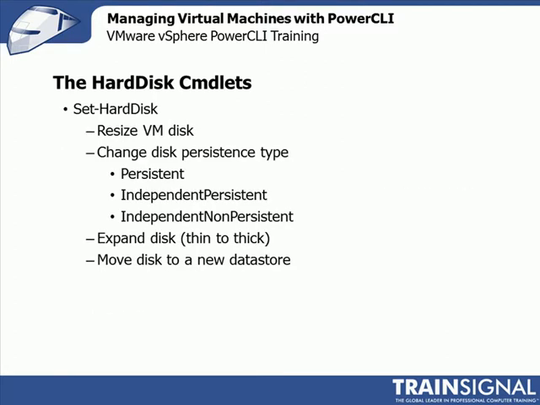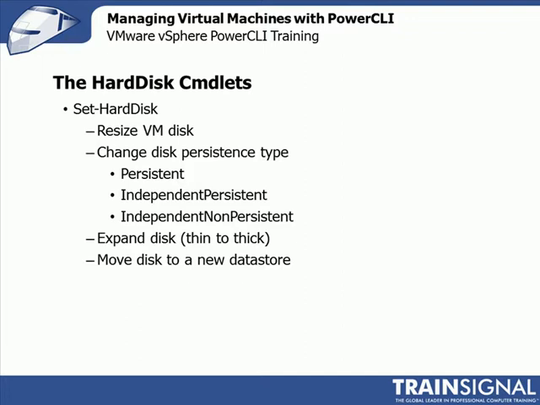There's another one called Set-HardDisk, and this allows you to resize a virtual machine disk. You can also change its persistence type. The options here are persistent, independent persistent, and independent non-persistent. There are a few other types, but they are not supported in the latest version of vSphere, so I'm not going to mention them here.